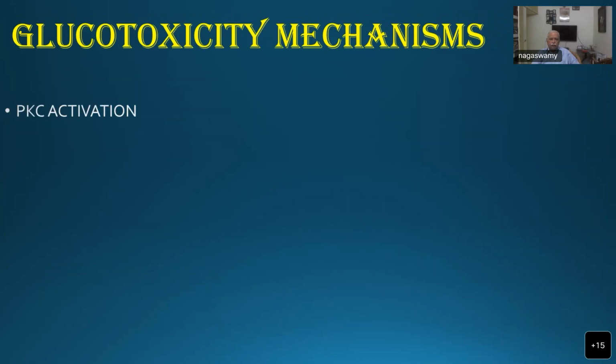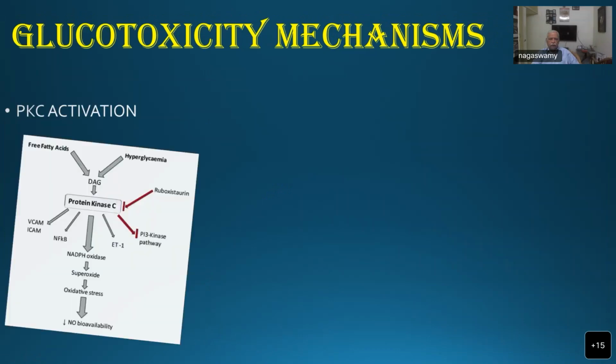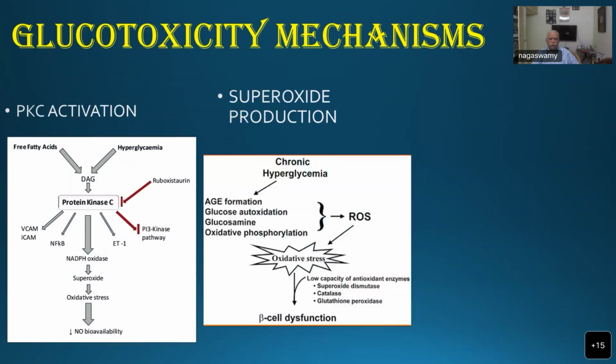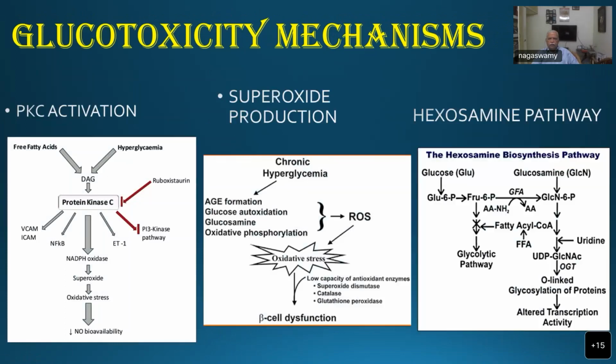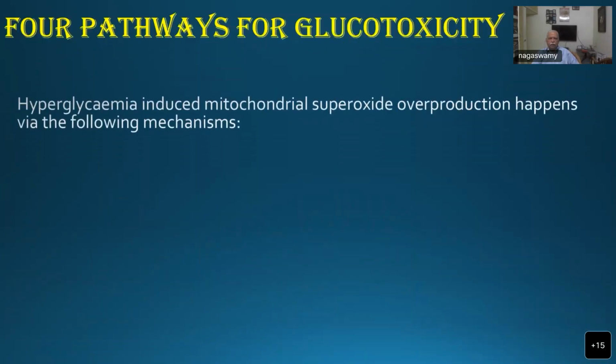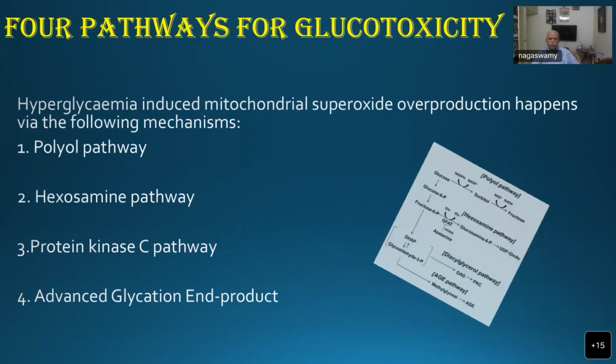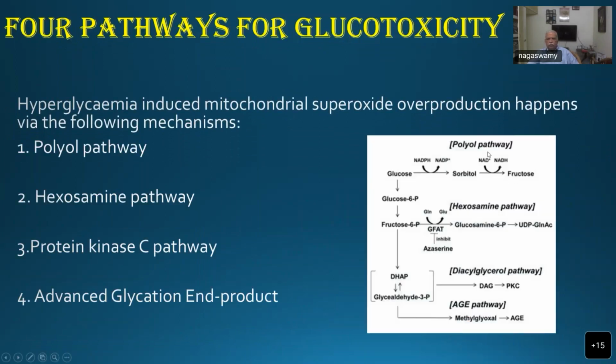Now there are four mechanisms which you have to remember for this glucotoxicity. One is protein kinase C activation. The other is superoxide production, which is otherwise also known as oxidative stress. Then hexosamine production, which is another byproduct. So hyperglycemia-induced mitochondrial superoxide production happens in the polyol pathway, hexosamine pathway, protein kinase C pathway, and advanced glycation end products pathway. So you can see all four described here.